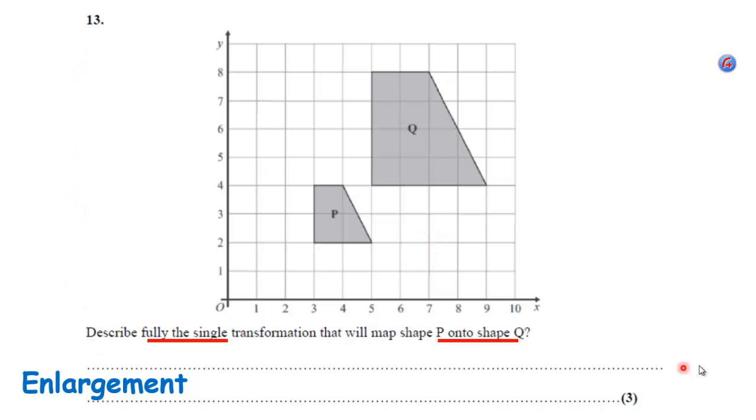And when you describe an enlargement, 3 marks gives you an idea. There are 3 things. Enlargement is the first. What's the next thing? You need to identify the scale factor.